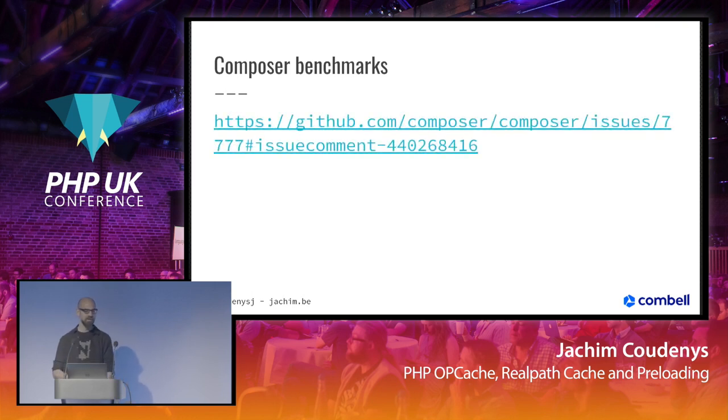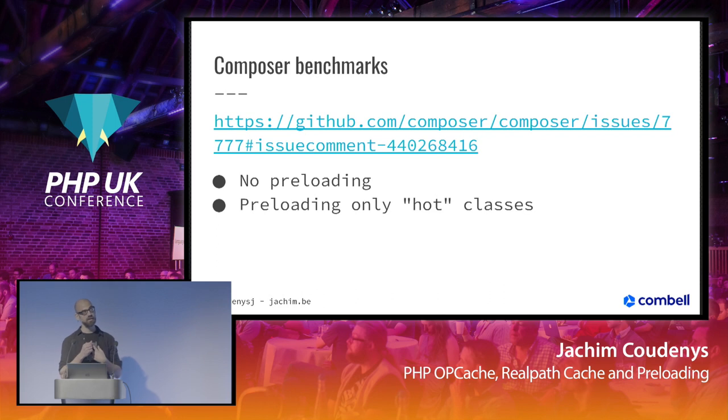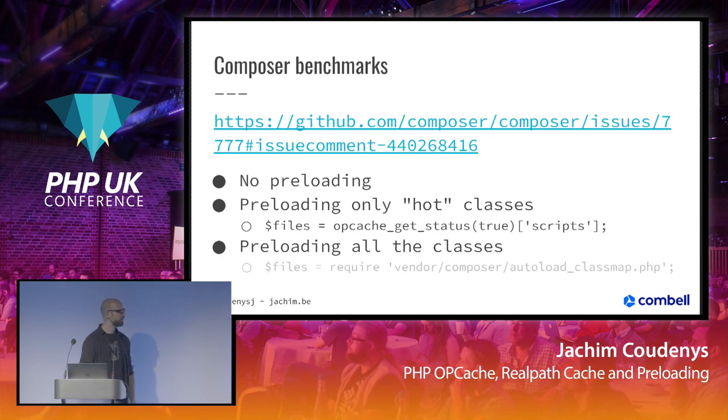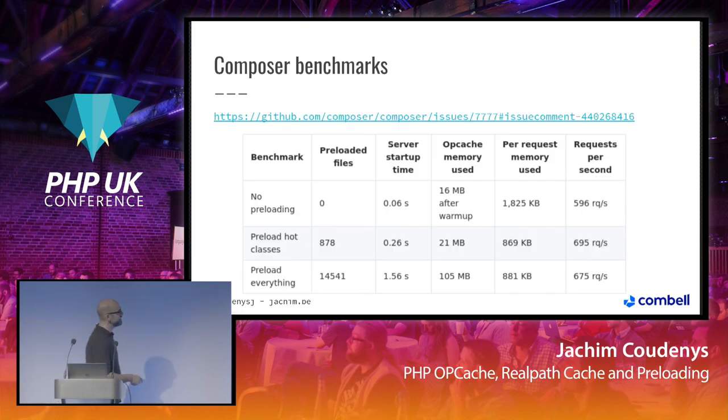but it doesn't really know what files you actually are using. So there were some benchmarks on this link, and they executed without preloading, then with preloading of the hot classes. The hot classes are just a trick where we get the status of all the files that are in the opcache, and only use those files, because Composer has a lot of files everywhere, but you're not using all those PHP files. So by doing this trick, you only take the files that are actually being used in the opcache. And then they also had a benchmark where they just took all the files, and they did that by requiring the complete class map. If you have a look at the results, with only the hot files, we have like 900-ish. And if you took all the files that are available in Composer, you have almost 15,000 files.